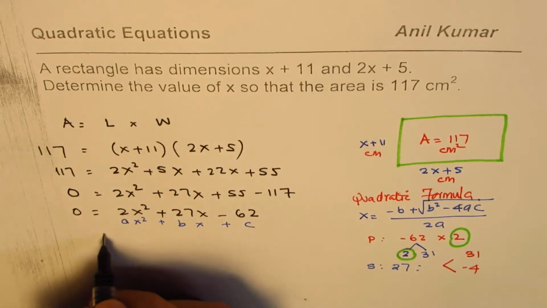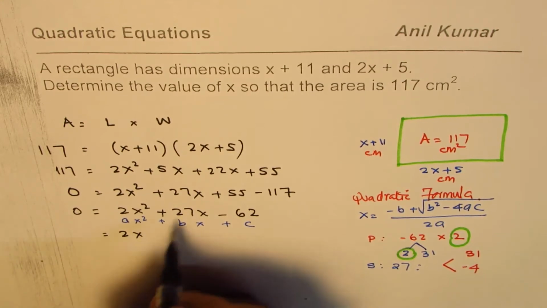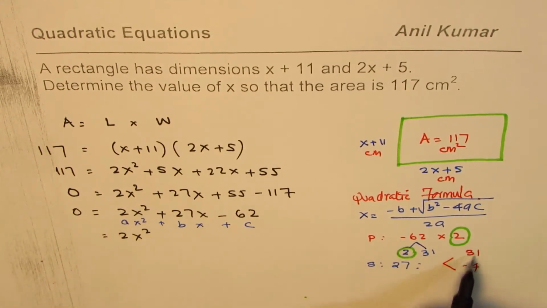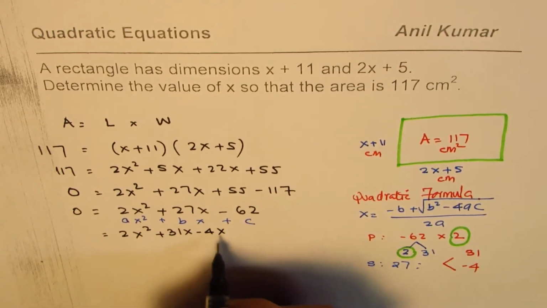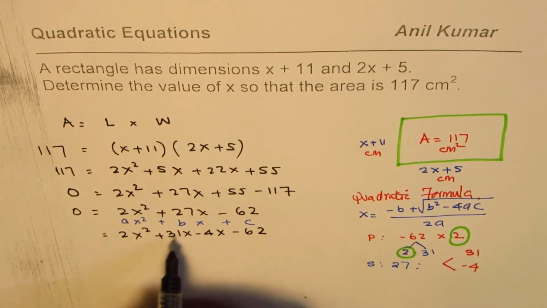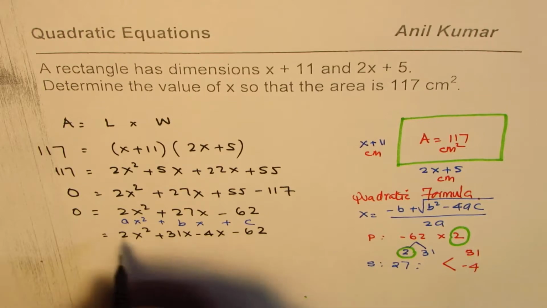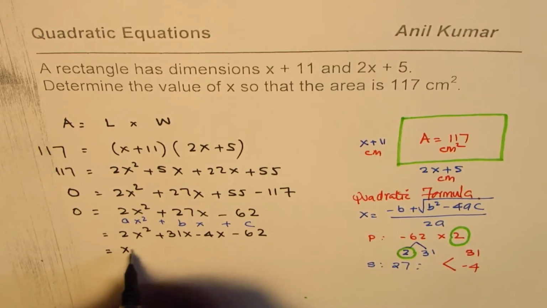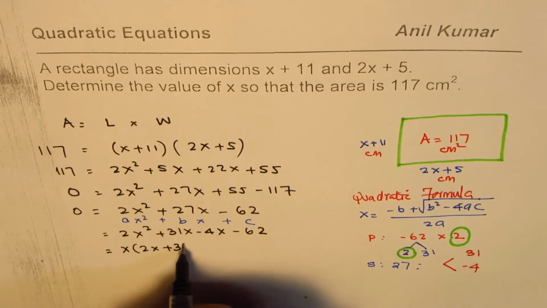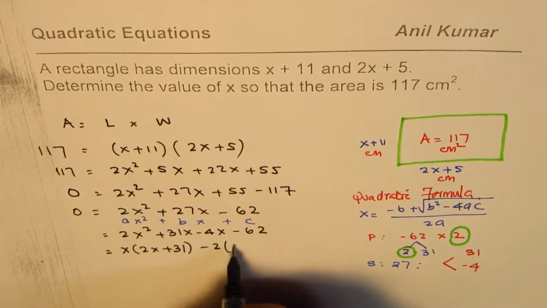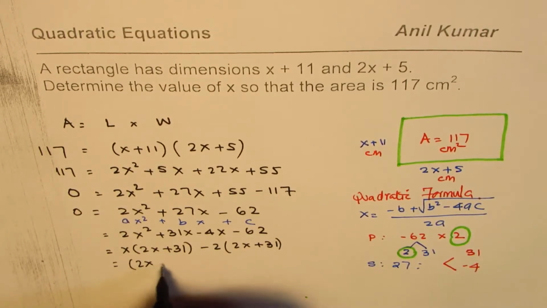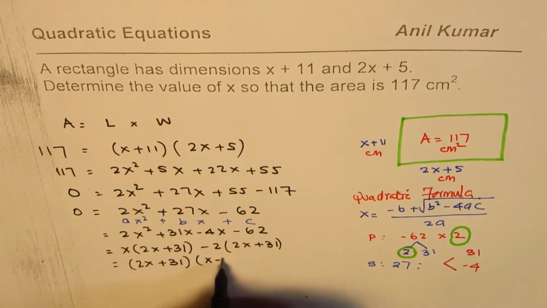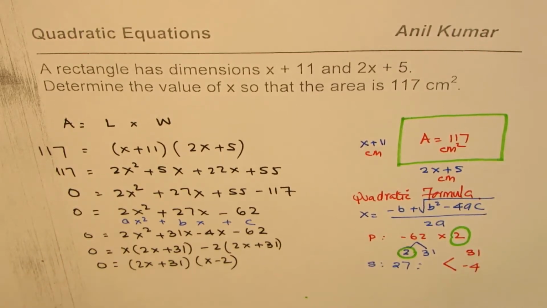So what I will do here is I'll continue with the factored form. I'm splitting 27x as a combination of 31 and minus 4. So I can write this as plus 31x minus 4x minus 62, right? Now we can combine these two terms and those two. There's nothing common except for x here. So we get 2x plus 31. Here minus 2 is common. We get 2x plus 31. And now we could write 2x plus 31 as the common factor times x minus 2. And all this is equal to 0. So that really gives us the value of x.